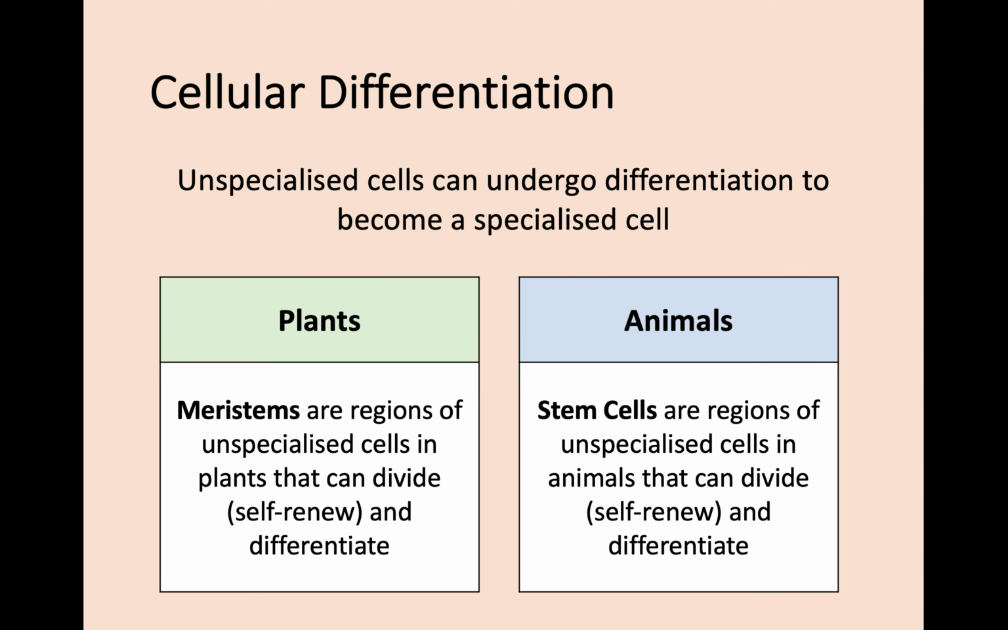But there are two different regions in plants and in animals that contain these unspecialised cells. First, in plants, there are areas called meristems. This is an area of growth in the plant, and there's a region of unspecialised cells in them that can divide and differentiate into different specialised cells. In animals, they don't have meristems, they have stem cells, which you may have heard of, and these again are the same thing. They're regions of unspecialised cells that can divide and differentiate into other specialised cells.